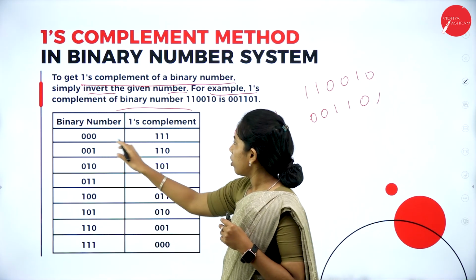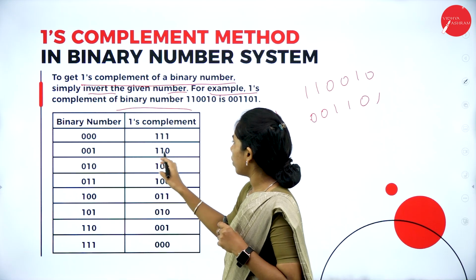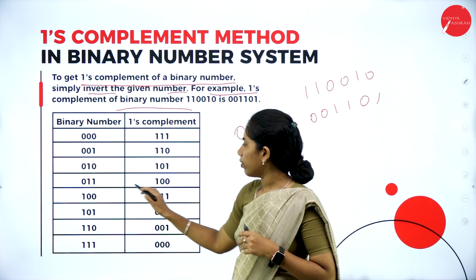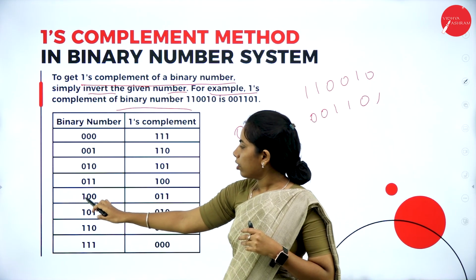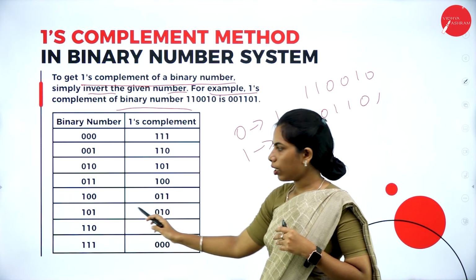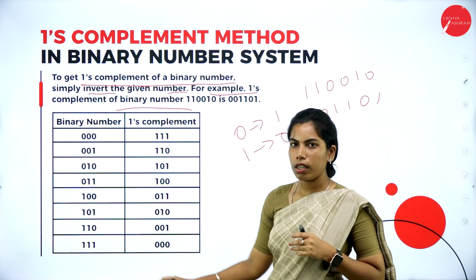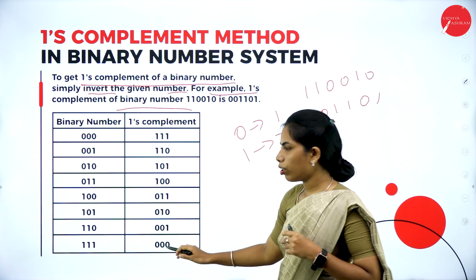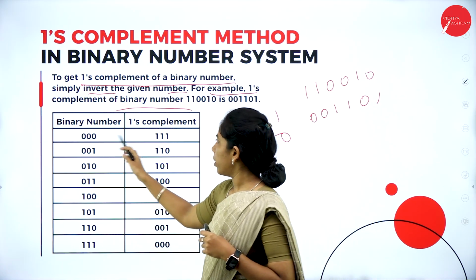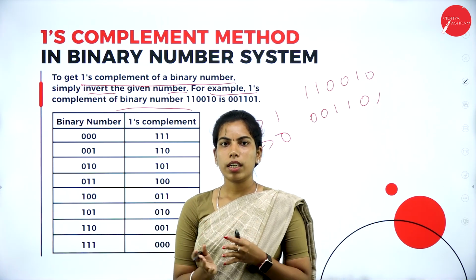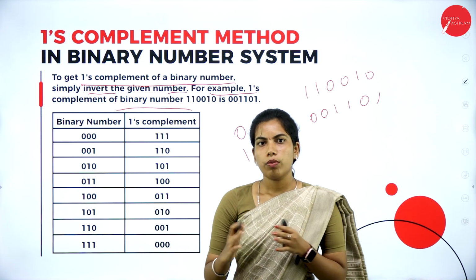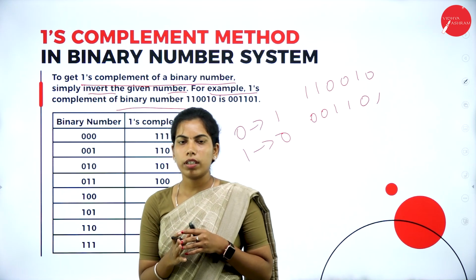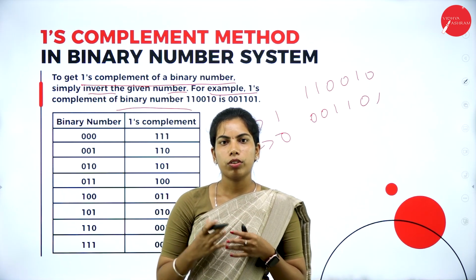So 000 means 111, 001 means 110, 010 means 101, and 011 is 100, and 100 is 011, and 101 is 010 and 110 is 001. 111 again would be converted into 000. So 000 is 111. This is how you have to convert to a ones complement. Any 0 to 1 and 1 to 0. This is how you have to convert any binary number into the ones complement.